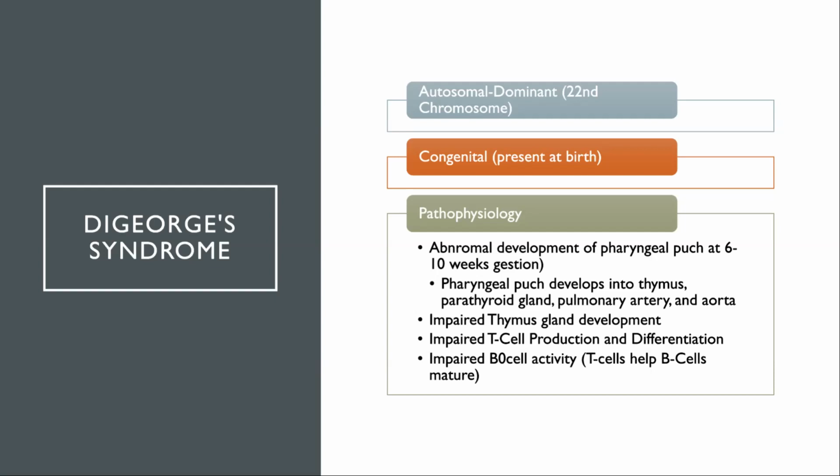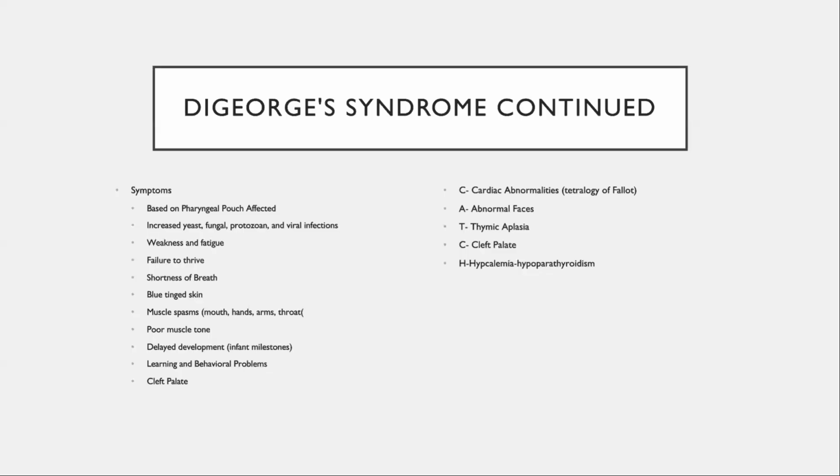to develop. So this leads to impaired thymus gland development, which then leads to impaired T cell production and differentiation. It also leads to impaired B cell activity since T cells help to mature B cells. The symptoms of DiGeorge syndrome, like I said, are based on which pharyngeal pouch was affected.